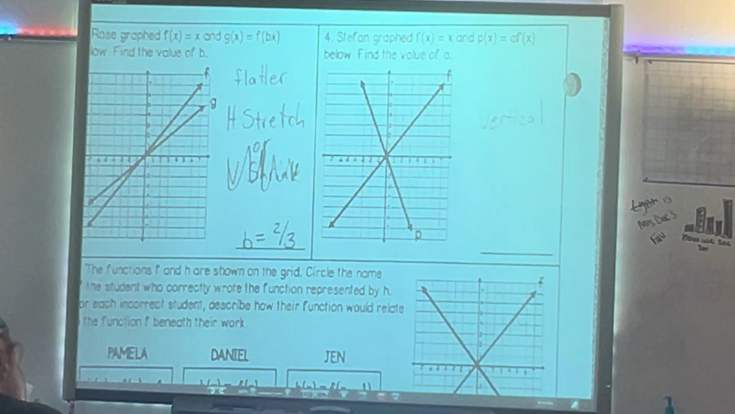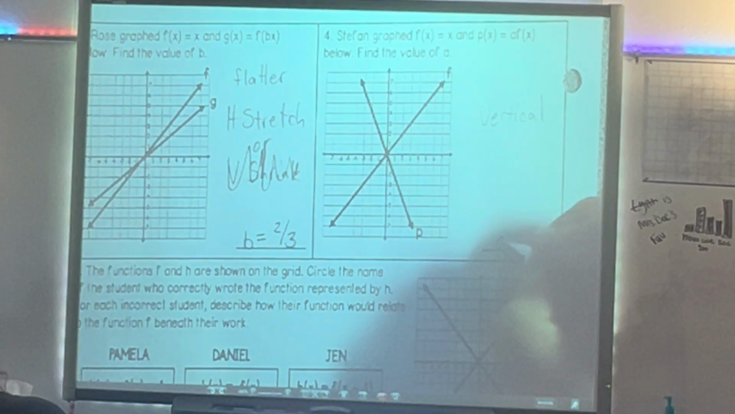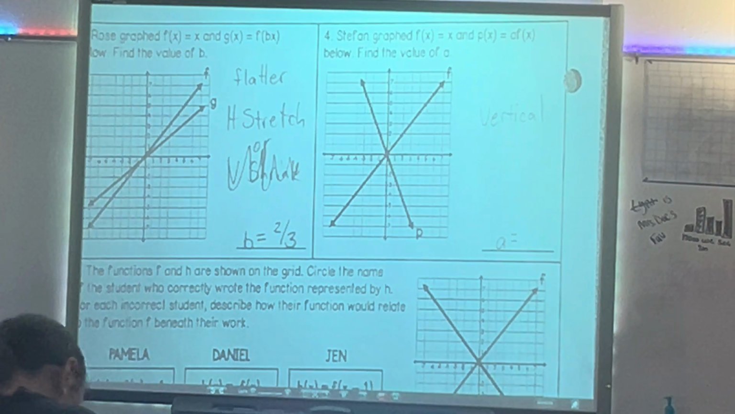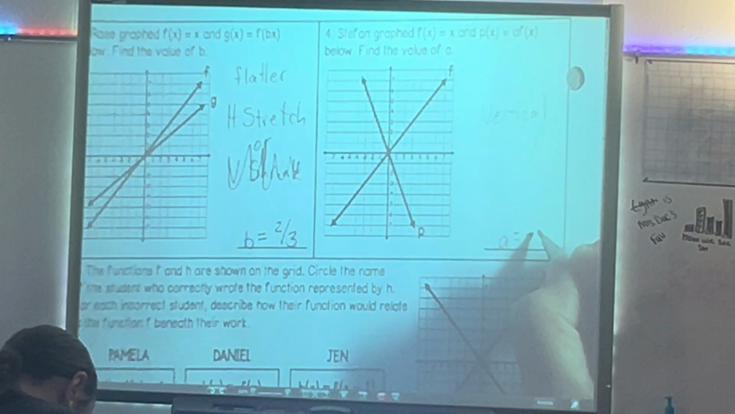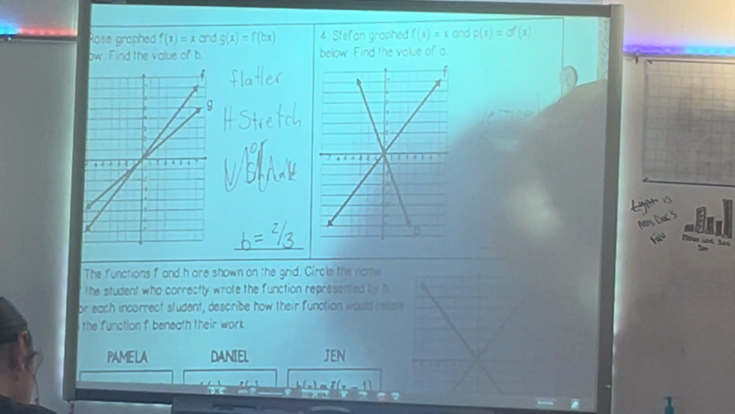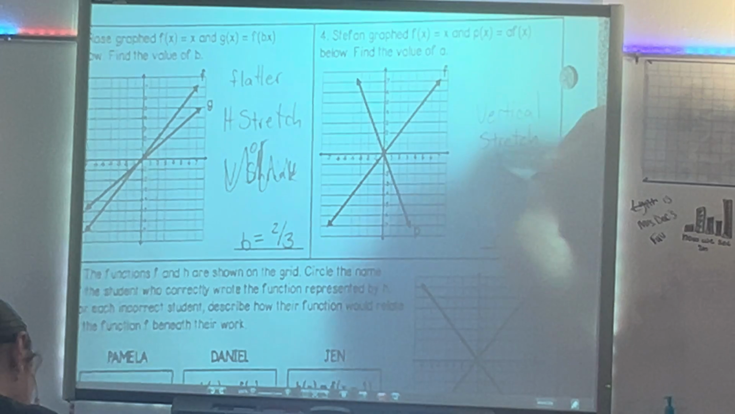Alright, so let's find the slope of p because they want us to find a. So find me the slope of p. What is that going to be? It's -2. Okay. So there are actually two transformations that took place here. Because my sign changed, which made it flip over. Is everybody okay with that? And it stretched by 2. It's on the outside. Are y'all okay there? 2 is more than 1. So it's a vertical stretch by 2.